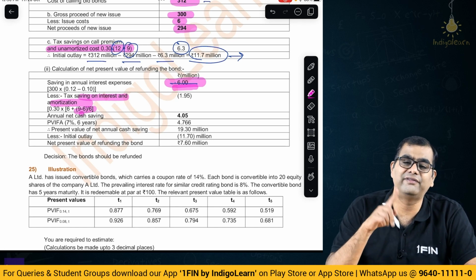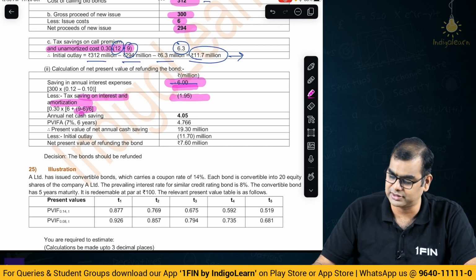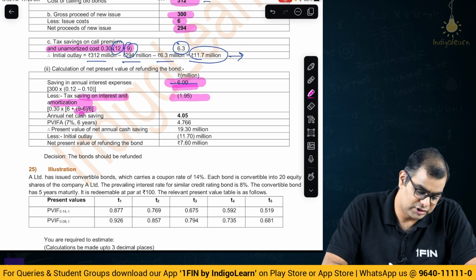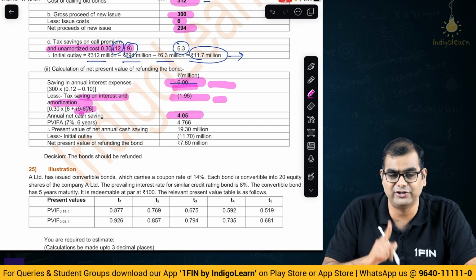On 6.5, every year you are actually losing 30% of the tax benefit. So you also compute 6.5 into 30%. 6.5 into 0.3, you get 1.95. So the net saving is 6 minus 1.95, which is 4.05, but this is the annual saving.